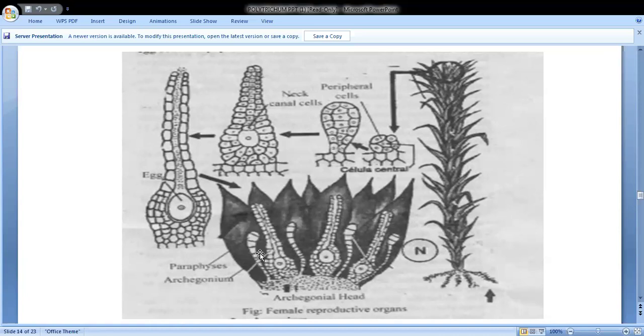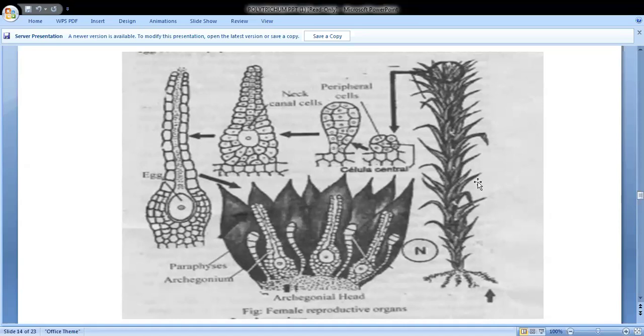Sometimes we observe 3 to 6 archegonia in each group. Perichaetial leaves are present around the archegonia. These are called perichaetial leaves. Remember, these are very important. In Polytrichum, surrounding the antheridium, perigonial leaves are present. In the archegonia, perichaetial leaves are present. So this entire structure resembles a flower, because of which it is called the moss male flower, female flower. Sorry, this is a moss female flower.